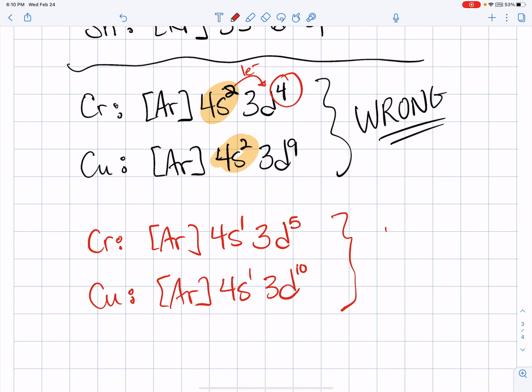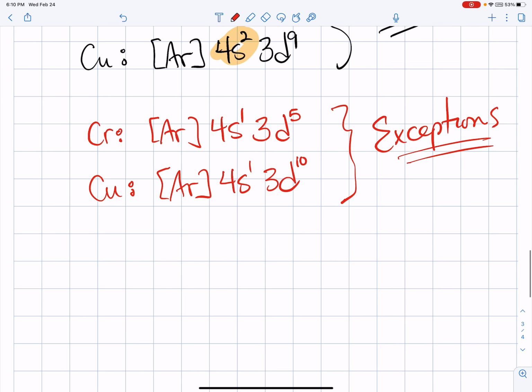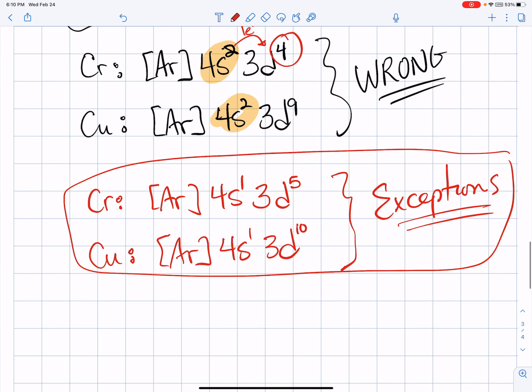So these are the exceptions that you must know. There's only 2, so you can guess I'm probably going to ask you about them on a test, or if we have one, on an exam later on. These are the only 2 exceptions that you need to worry about. So if you're asked for chromium or copper electron configuration or noble gas configuration, you have to remember this little trick. One of the 4s electrons moves into the 3d sublevel.